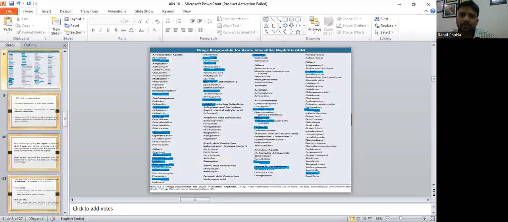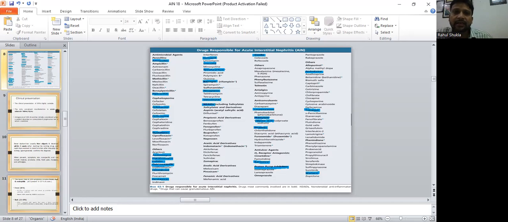Now coming to the causes, this is a big list showing many drugs responsible for interstitial nephritis. So we can see that almost any drug can cause this type of injury. Among antibiotics, the penicillin group like amoxicillin, ampicillin, carbenicillin, methicillin, oxacillin, they all may cause interstitial nephritis. Then among cephalosporins, we can see that cefotaxime, ceftriaxone, and these are more commonly used drugs, so they may be associated with this type of injury. Then quinolones, ciprofloxacin, levofloxacin, moxifloxacin, and other quinolones may also cause interstitial nephritis.